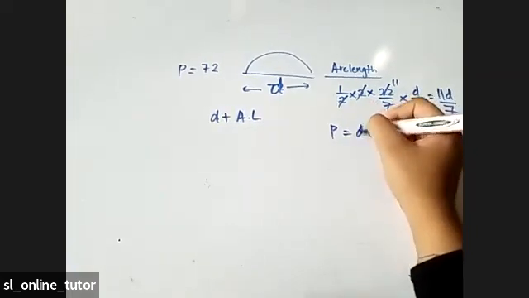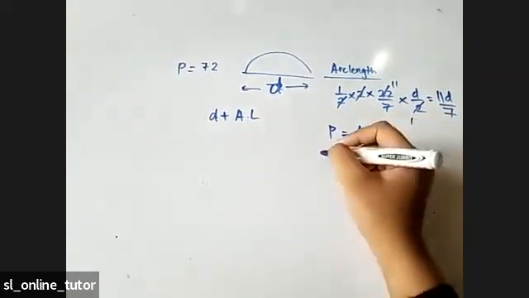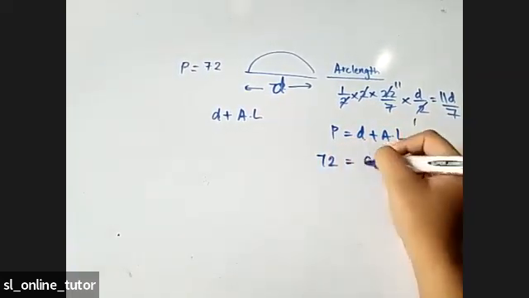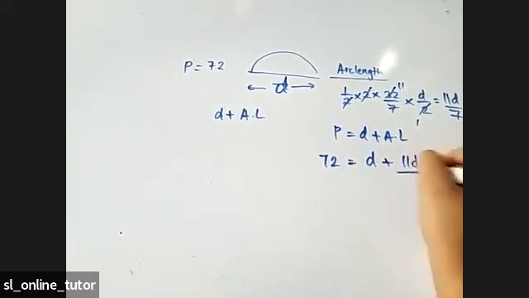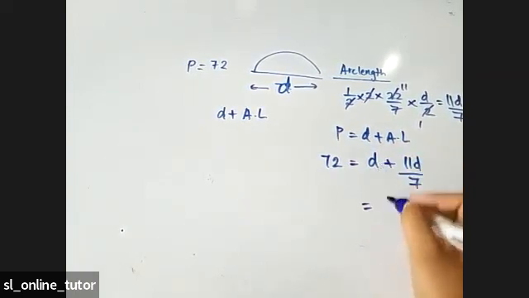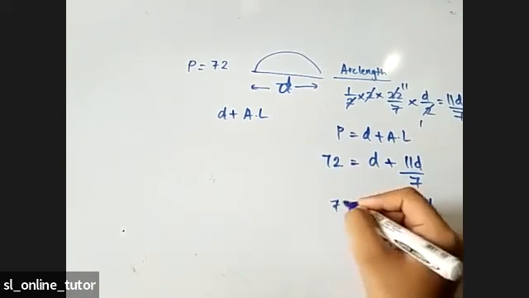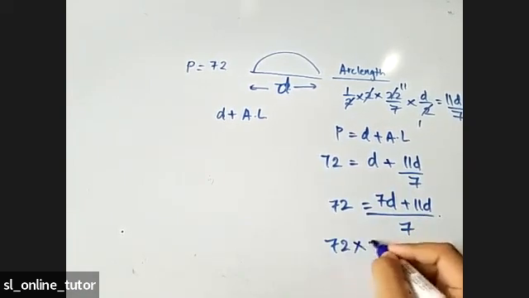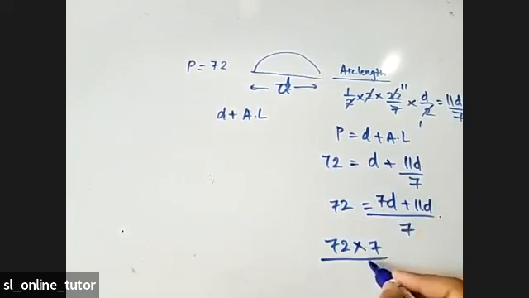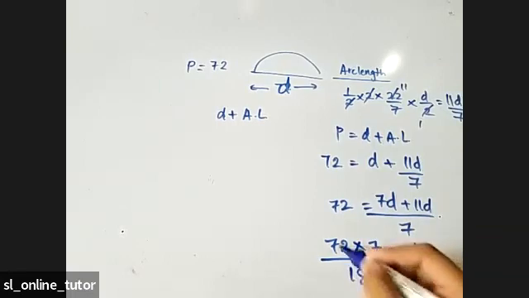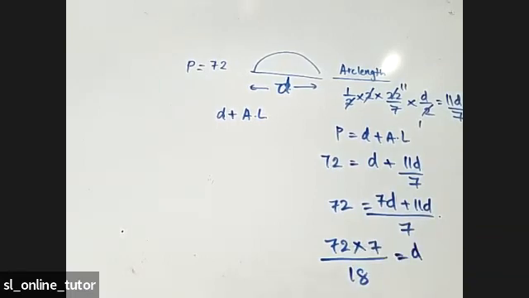Perimeter is equal to D plus arc length. So perimeter is given 72. D plus 11D upon 7. Same type of question. Make the common denominator. 7D plus 11D upon 7 equals 72. 72 into 7 upon 11 plus 7 means you are getting 18. This is equal to D. So this is divisible. 72 and 18. How can you cancel?